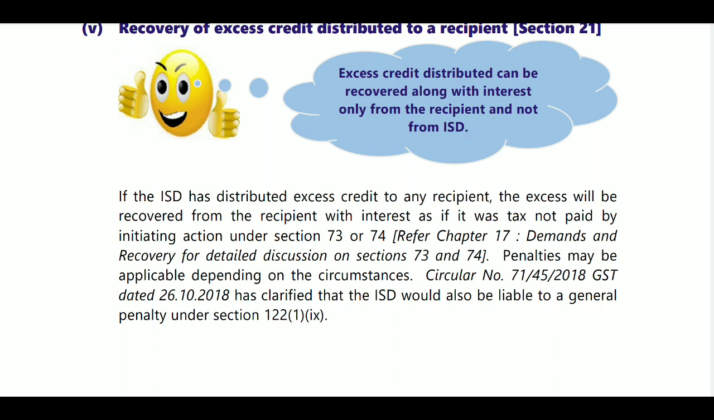Section 73 or 74. Penalties may be applicable depending on the circumstances. Here, ISD would also be liable to a general penalty under section 122. That is the general penalty. I think it may be 25,000 as the general penalty.